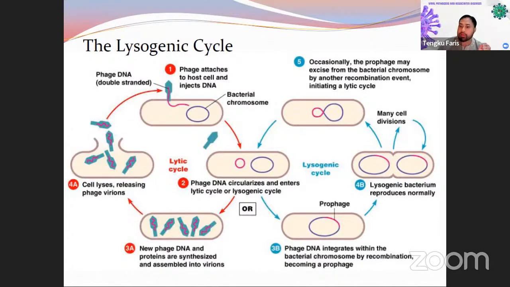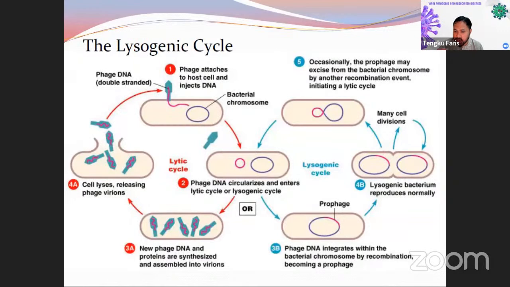For some good viruses, they are maintaining the cellular structure of the host cell. Okay, so you look at number 1, and after that you look at number 2. Phage DNA circularizes and enters lytic cycle or lysogenic cycle. They will decide. And then 3B, okay, you can see that the phage DNA integrates with the bacterial chromosome. This is also a clever way to hijack the system.